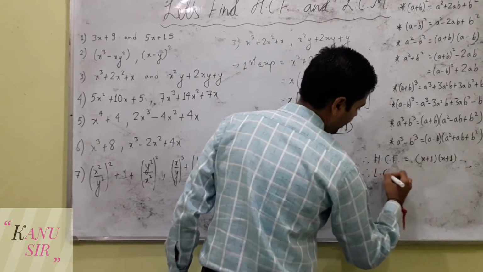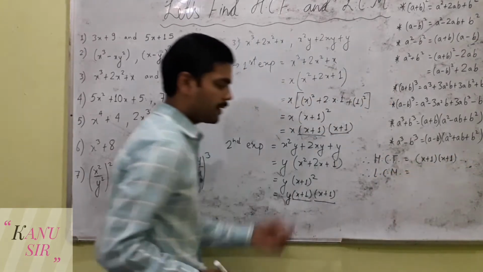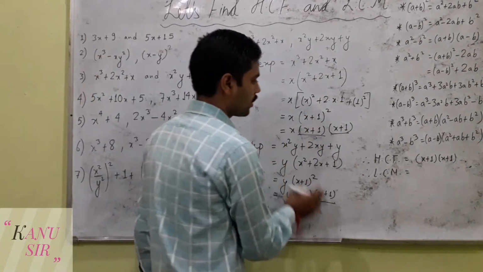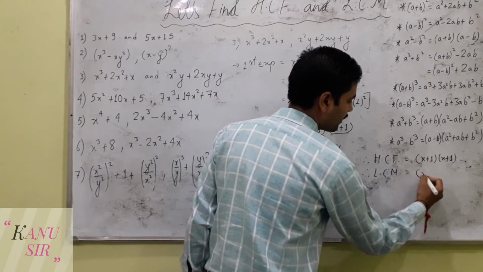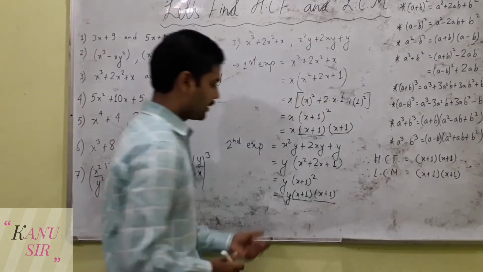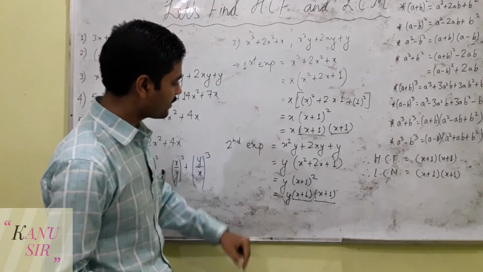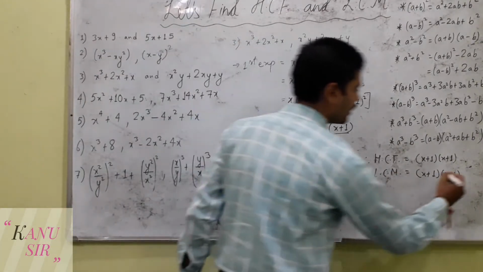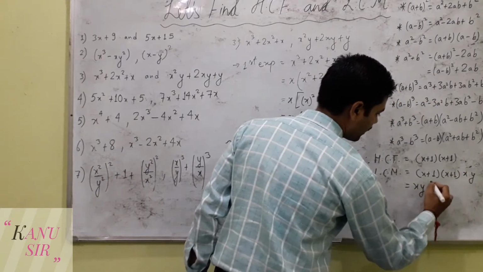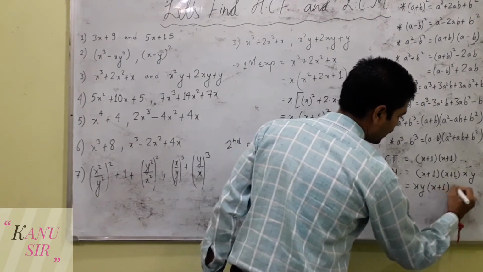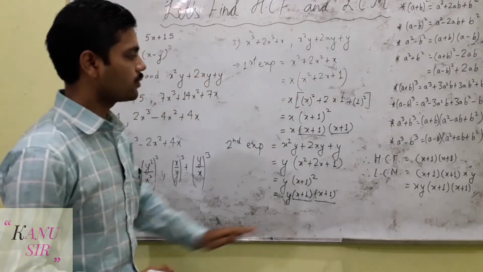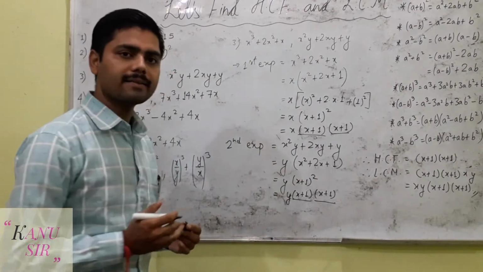But about LCM, the concept of LCM is that first we have to take what is common in both. So common in both is the HCF, that is x plus 1 and x plus 1. Now the rest which are left, that is x is left from here and y is left from here. So x and y. So you can conclude writing xy in front and x plus 1 multiplied by x plus 1. I hope there is no confusion related to this example also.